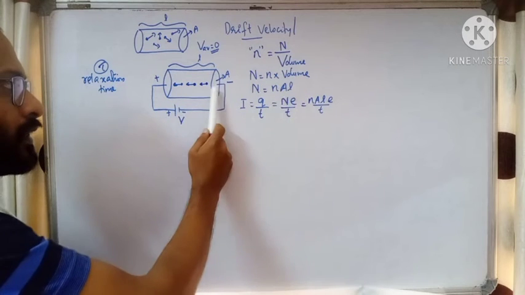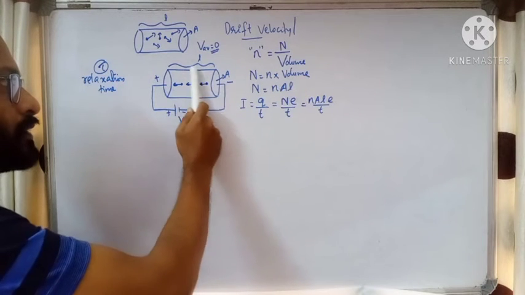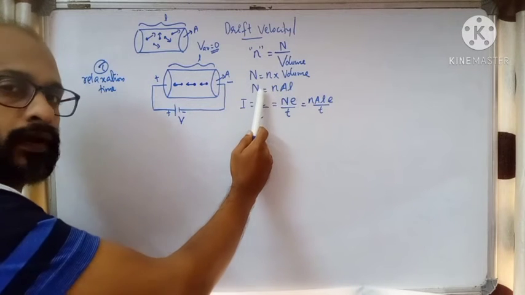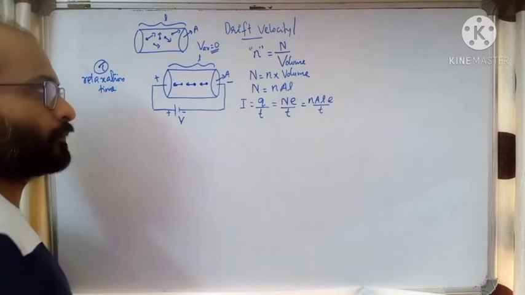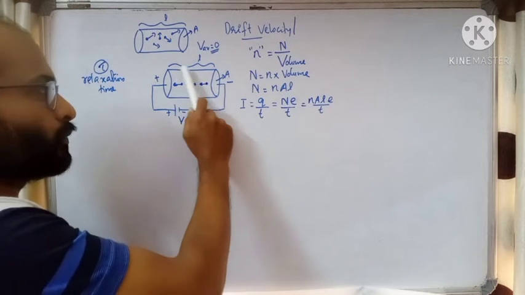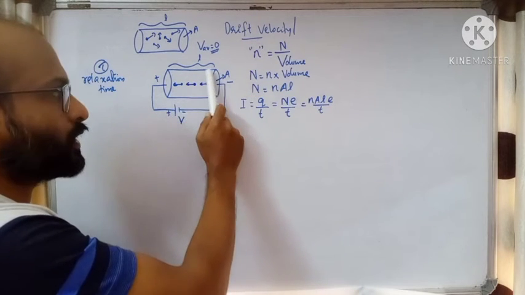What is the volume of the conductor? A is the area of cross section and L is the length. So A into L is the volume. Then the total number of electrons is equal to n into A into L. Now we need to find the current. Actually, electrons are moving in this direction. Current will be in the opposite direction, like this.